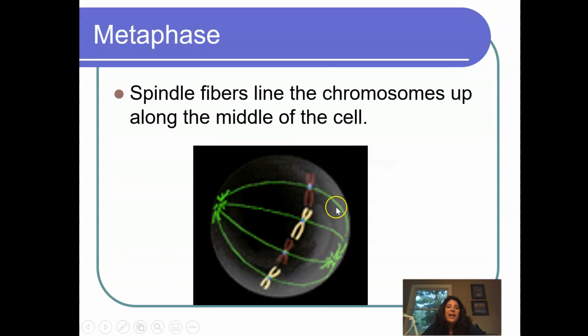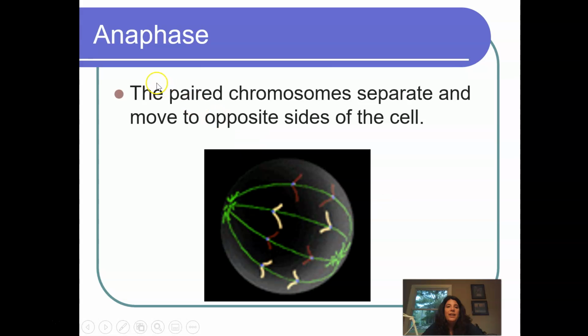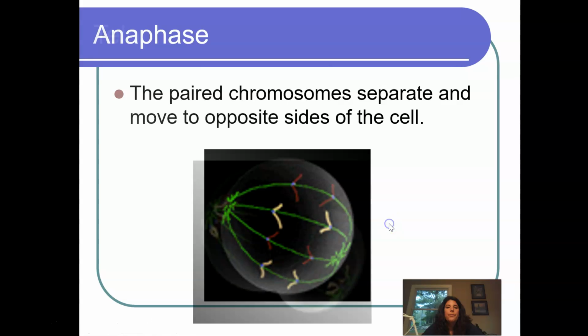The next phase is metaphase. Easy to remember, M for middle. The spindle fibers are going to line the chromosomes up along the middle of the cell. So we get this line of chromosomes. That takes us to anaphase. A for anaphase, A for apart. The spindle fibers will then shrink and start pulling the chromosomes apart into opposite poles of the cell. So again, this copy of the chromosomes comes to this side, this copy goes to this side.